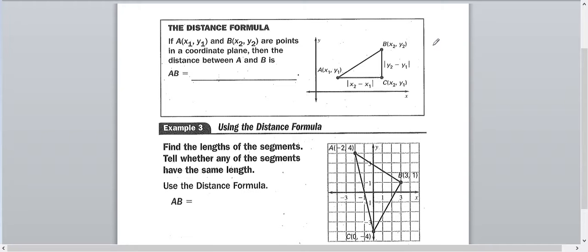I am recording this video for you today so that we can go over the last parts of 1.3 in geometry. We spent a lot of time on Monday talking about the midpoint formula and what that means, and we talked a little bit about the distance formula, but I wanted to go over that again and then give you an example of how to use the distance formula.